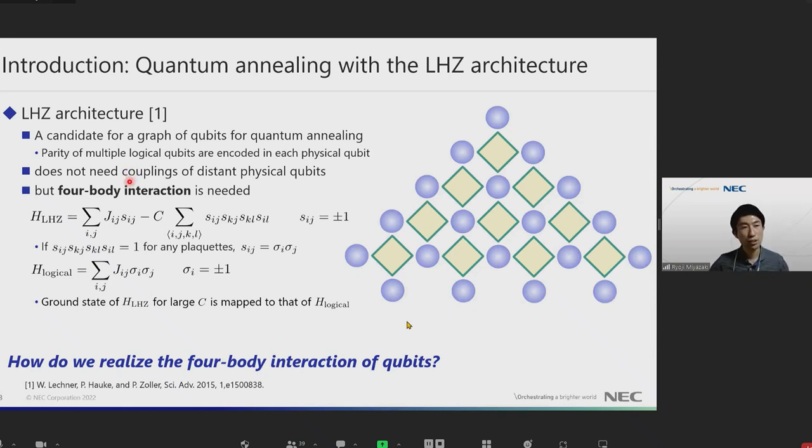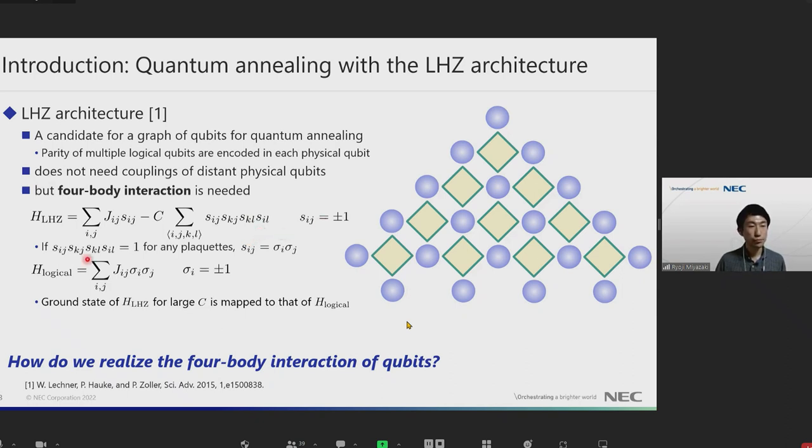There are some presentations in this conference on this architecture, so you know this is a candidate for a good graph of qubits for quantum annealing or some gate-based quantum computation. And the parity of multiple logical qubits is encoded in each physical qubit. The good point is it does not need couplings of distant physical qubits, but four-body interaction is needed, like this Hamiltonian with the Ising spin variables S_j taking 1 or minus 1.